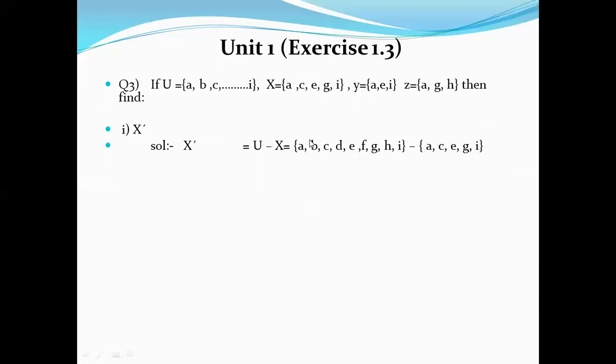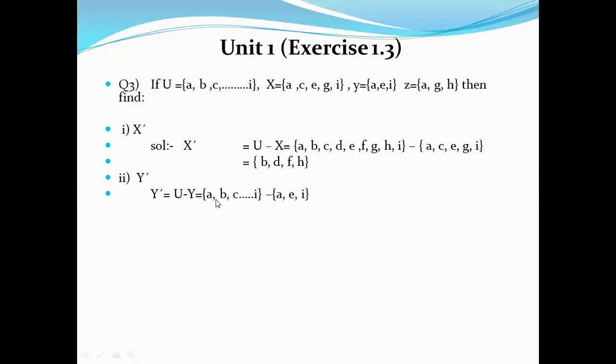A will be subtracted, B will come in X complement, C will be subtracted, D will come in X complement, E will be subtracted, and G will be subtracted, H will come in X complement, I will be subtracted. So here you will get the X complement: those elements which are present in the universal set but not present in X. Now come to the second part. The second part is the same as the first part. Y complement, so universal set minus Y, U minus Y.